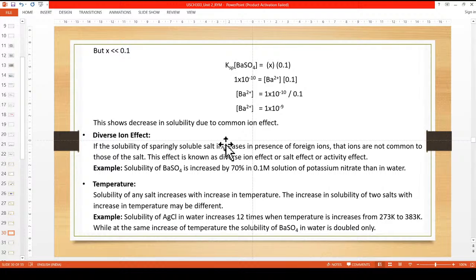Now reverse is the trend for diverse ions. For diverse ions the trend is different, and for diverse ion effect, the solubility of salt increases. Remember the effect: the solubility of salt increases for diverse ions.